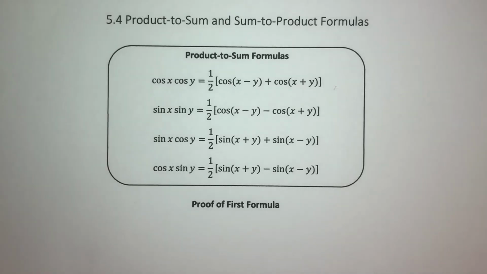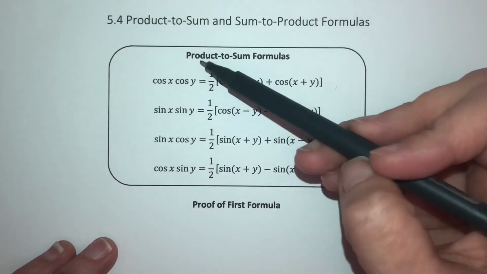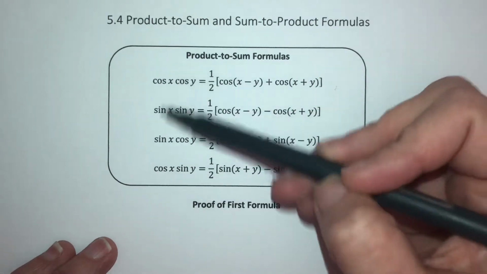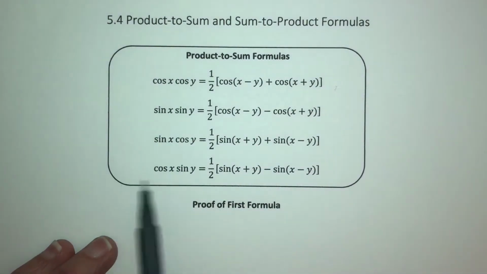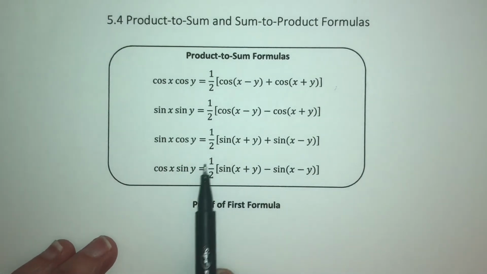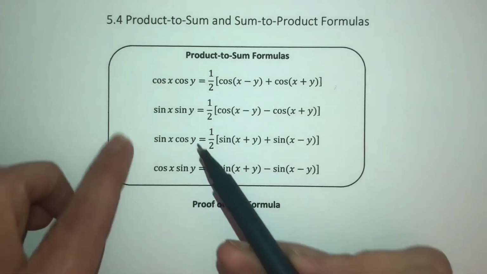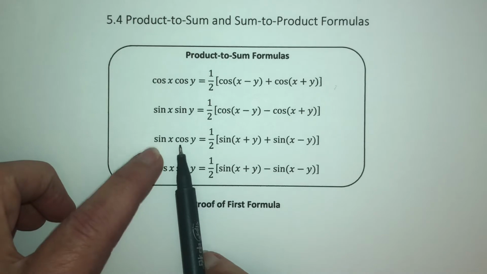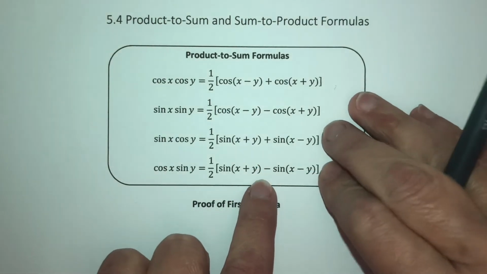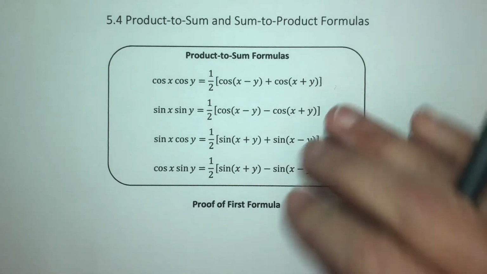This is section 5.4, the product to sum and sum to product formulas. Now, for the product to sum formulas, we're going to be able to take a multiplication of sines and cosines, whether it's two sines, two cosines, or a mix, and convert it into an addition of sines or of cosines. Notice here in particular that we have a mix of sine and cosine, but we are able to go to just sine. So these can be very useful.